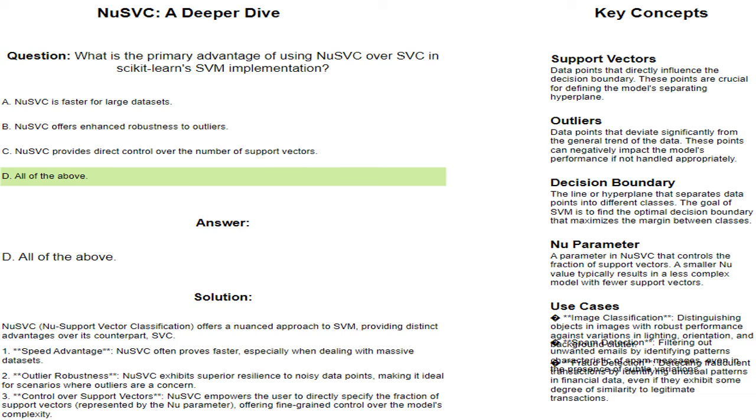The new parameter is a hyperparameter in new SVC. It controls the fraction of support vectors that the model will select during training. A smaller new value generally leads to a less complex model with fewer support vectors. This can be beneficial when dealing with large data sets, as it can improve computational efficiency and potentially reduce the risk of overfitting. Conversely, a larger new value might result in a more complex model with more support vectors, potentially capturing more nuances in the data.